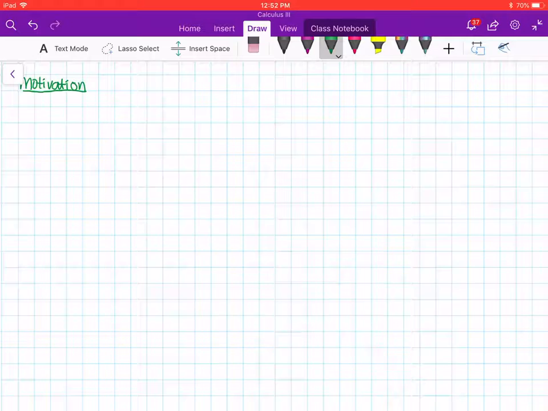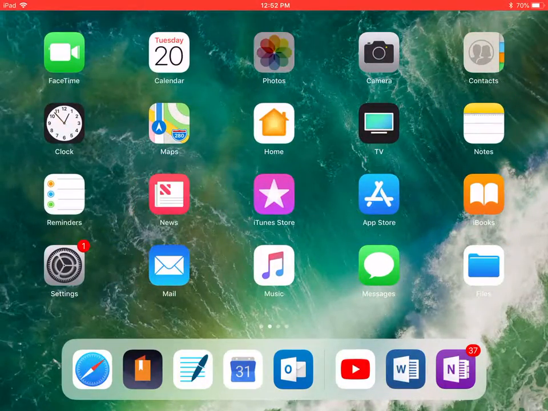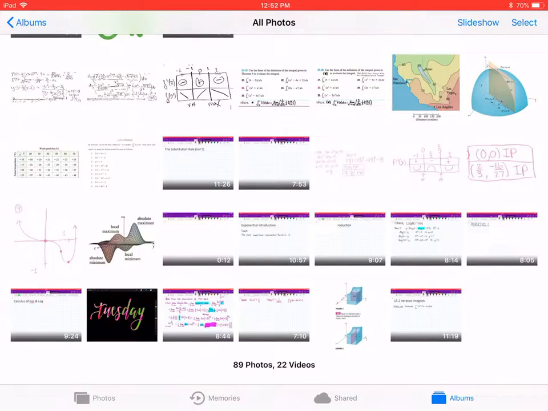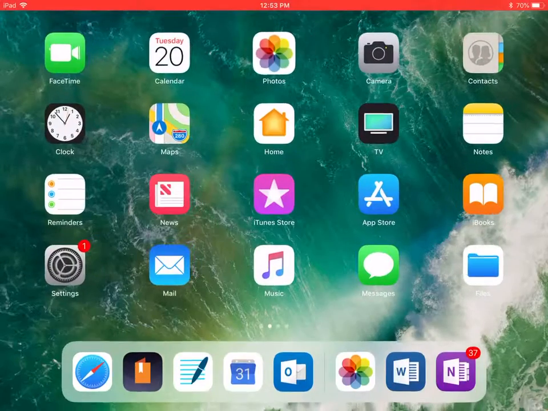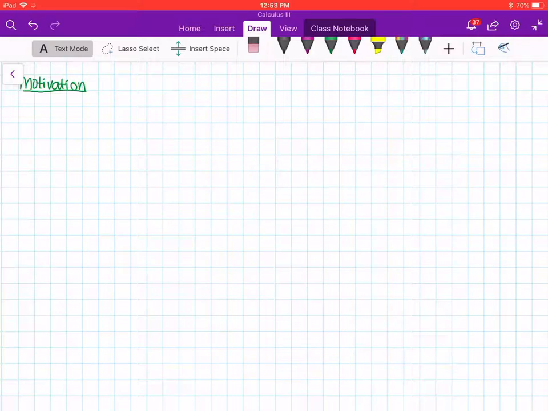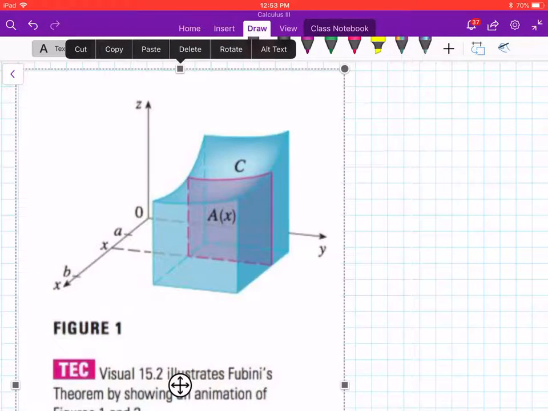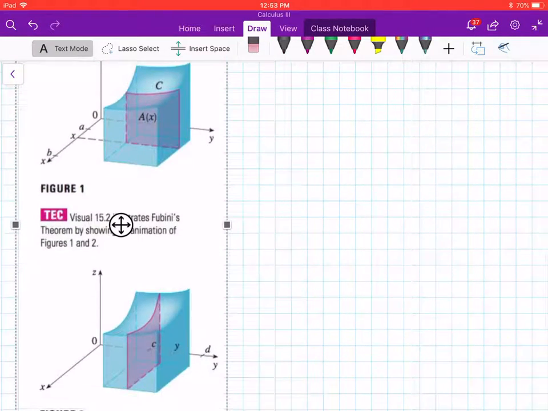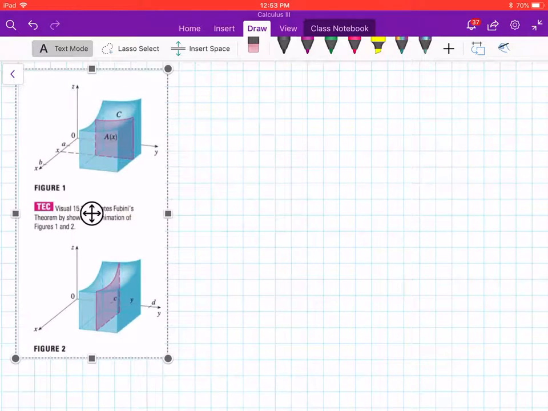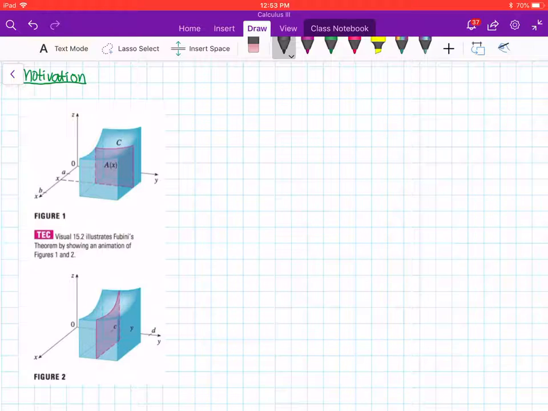Let's see, I need a picture. Let's see if I can find it real easily. Copy. There we are. Now let's shrink it down just a little bit more. And there we go. Okay, so motivation. What we want to do is focus in on these pictures.